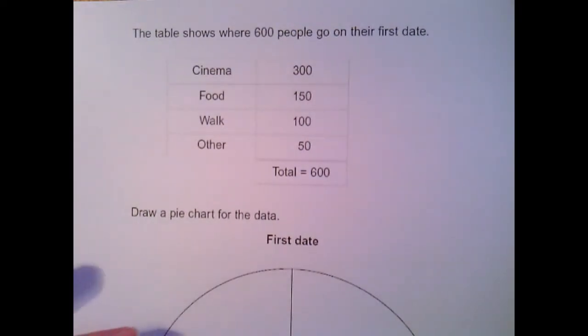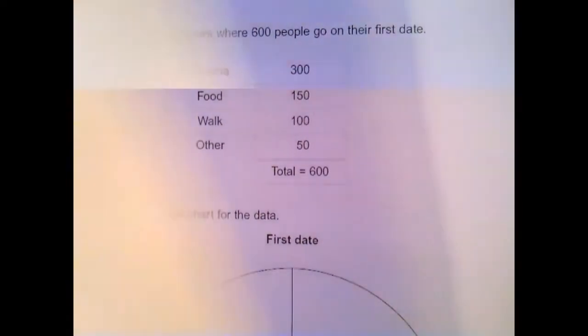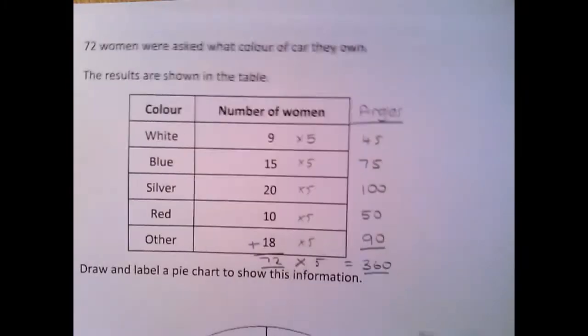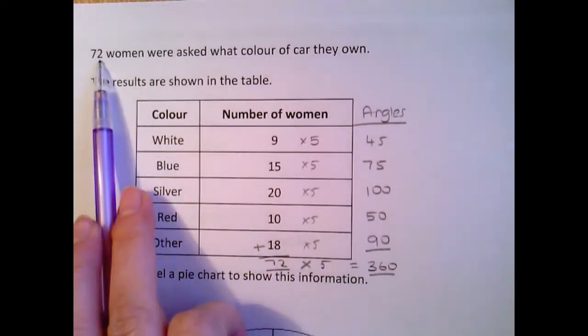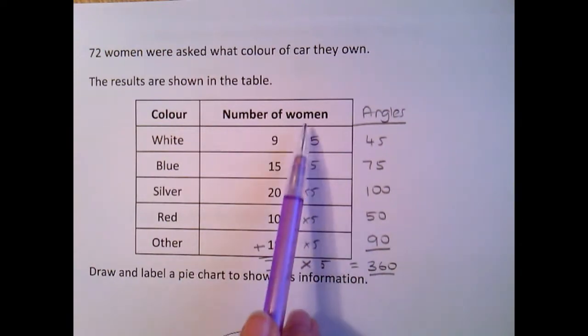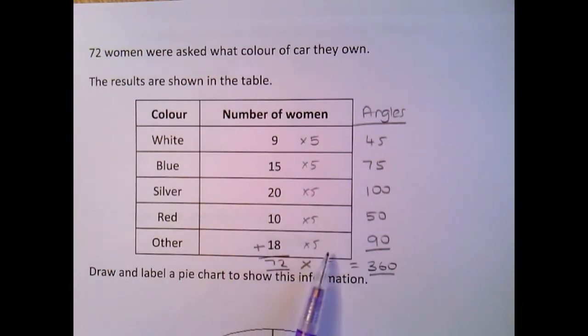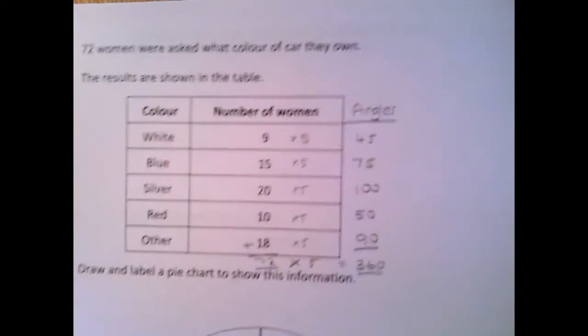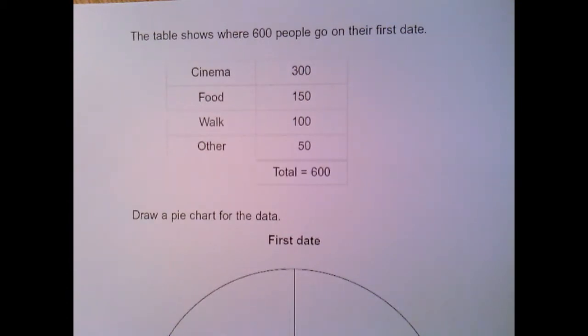Another example of pie charts then. The last question that I did totaled up to 72, and I had said that you should really be able to do that one without a calculator, just by working out how many 72s there are in 360, and then all of those numbers you can easily times by 5. So that question could very easily be done without a calculator.